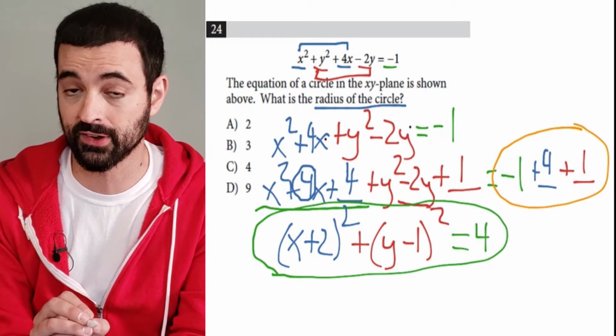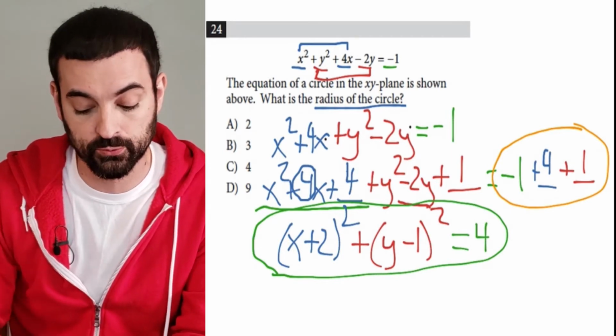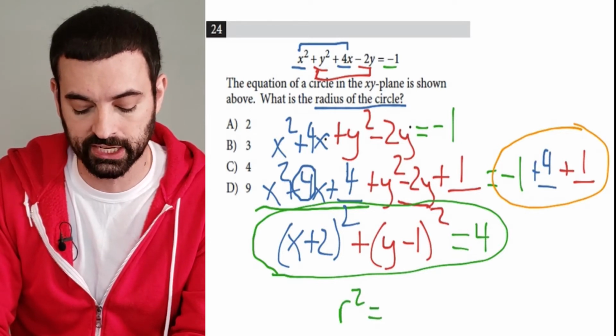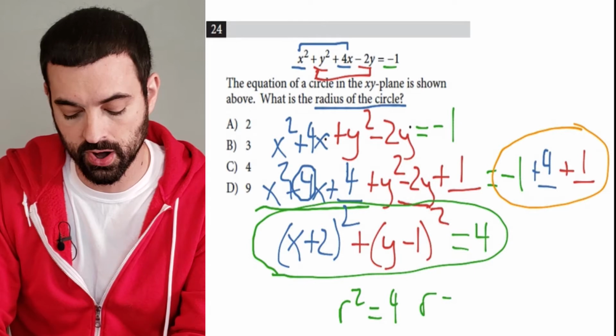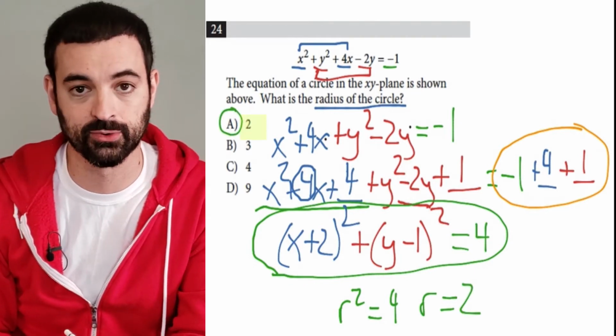Notice the question they're asking. That's something I always say. Let's answer the question they're asking. They're asking for the radius of the circle. Since r squared equals 4, r equals 2, so A is your answer. Let's do one more of these.